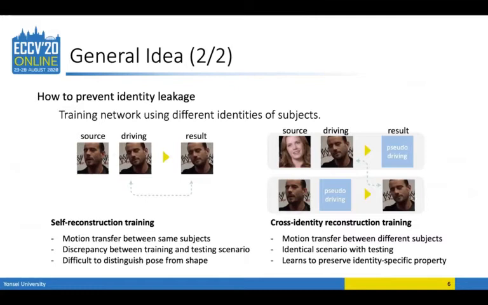In the new training scheme, we make a pseudo-driving frame for cross-identity training, and it is effective in preserving identity-specific properties.